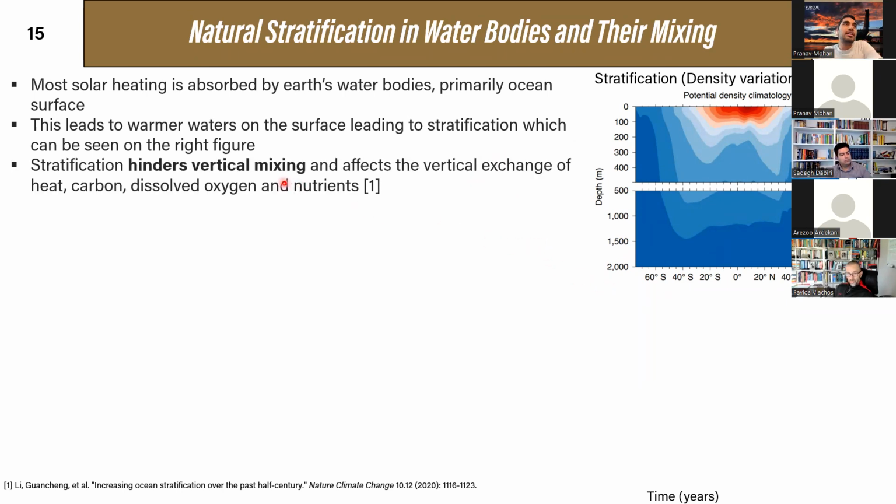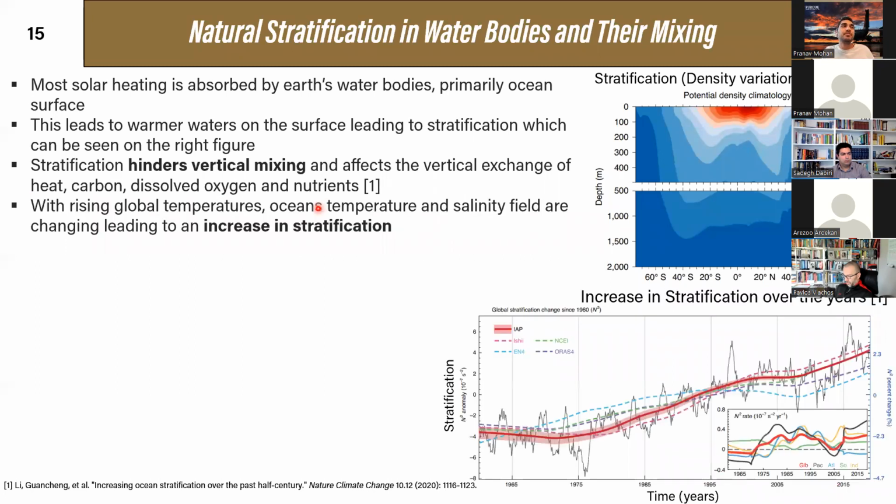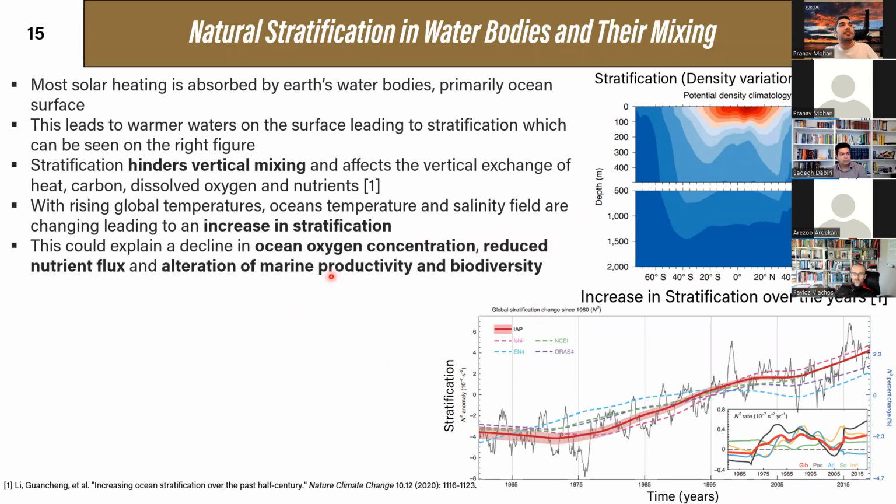And what that does is stratification actually hinders vertical mixing and affects the vertical exchange of heat, carbon, dissolved oxygen, and nutrients. And what we've also observed is that for the past 60 to 70 years, the stratification, which is quantified through the Brunt-Väisälä frequency squared over here, actually increases over time. So maybe this is a reason that could explain a decline in ocean oxygen concentration, reduced nutrient flux, and alteration of marine productivity and biodiversity.